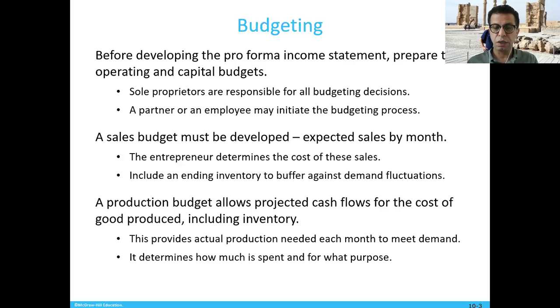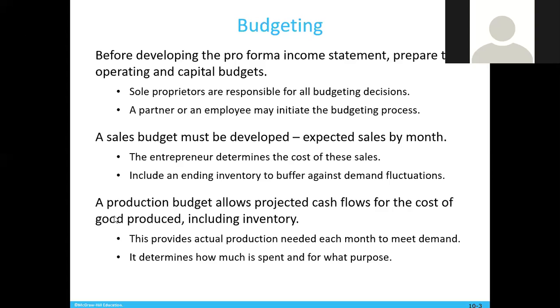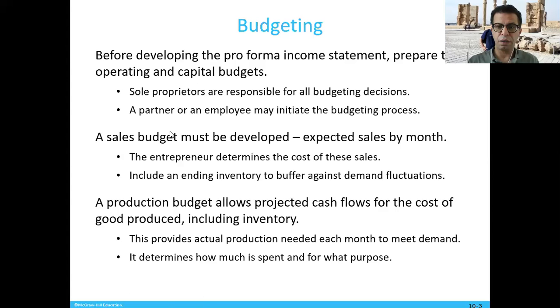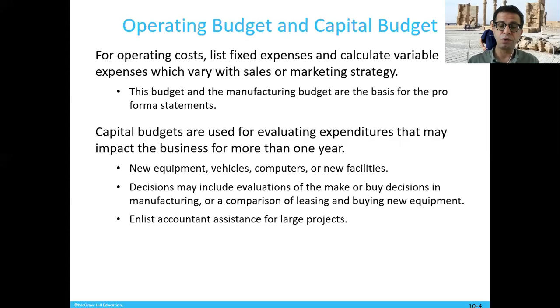A production budget allows a projected cash flow for the cost of the goods produced, including the inventories. This provides the actual production need each month to meet the demand. It determines how much is spent and for what purpose. When you do such things, you will be able to really do a projection of coming demand, and you're not going to run short, cash wise or product wise in the inventories.